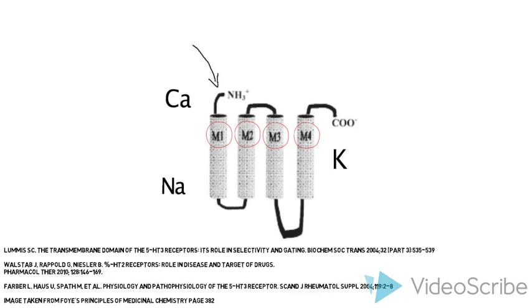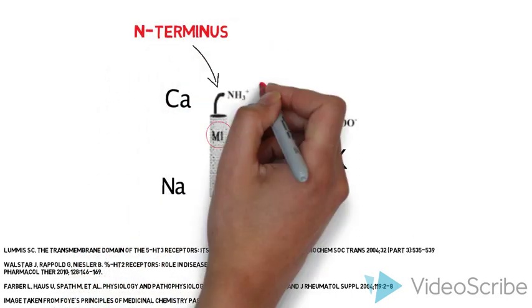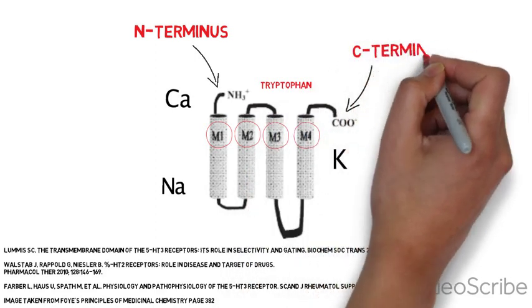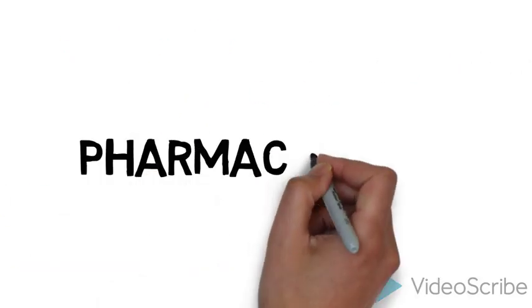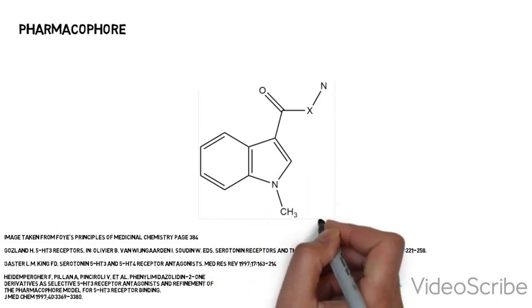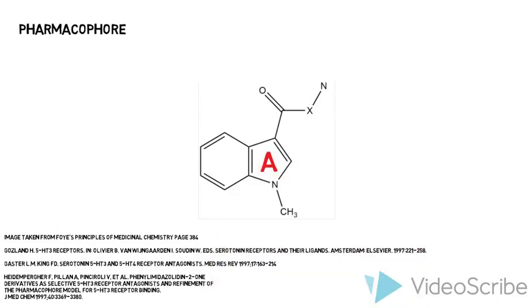The N-terminus can be identified by the NH3+ group, and it contains a tryptophan residue, which is essential for ligand binding. The C-terminus is identified by the carboxylate anion. Shown here is the pharmacophore for the 5-HT3 receptor antagonist. The A ring is shown at an optimal distance from the oxygen.